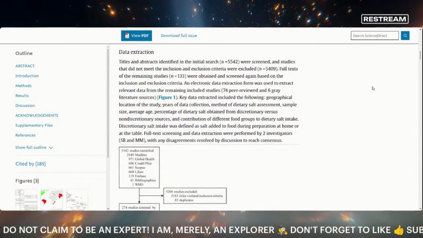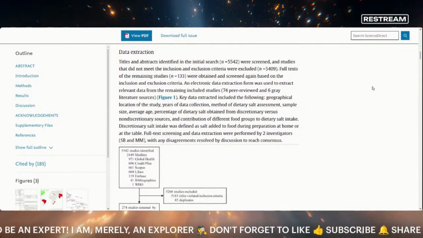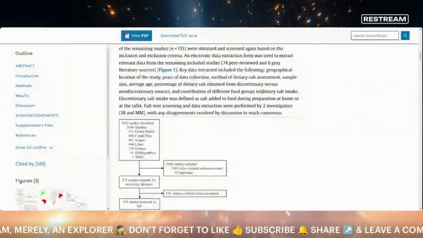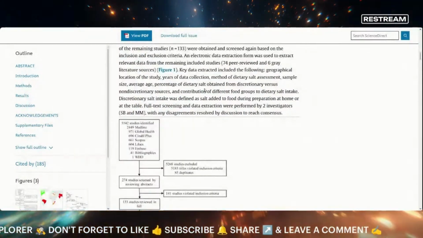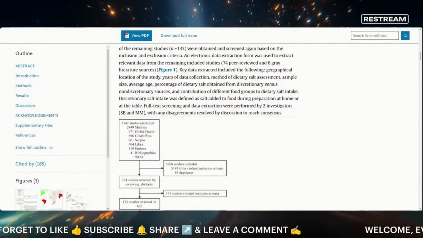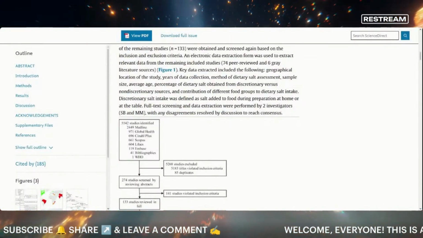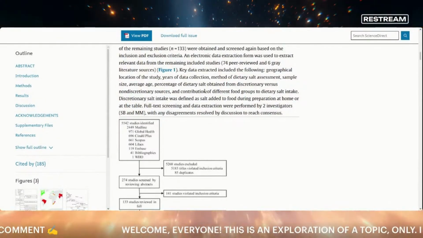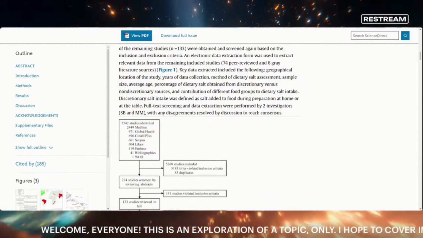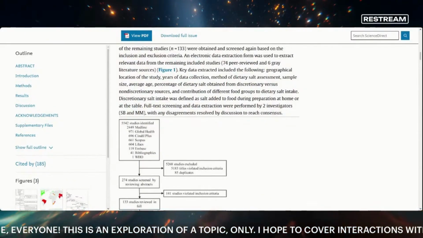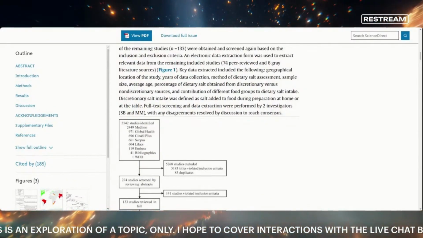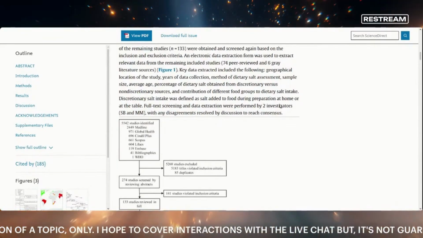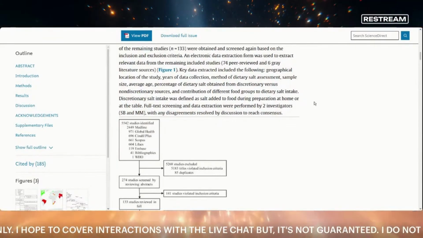Key data extracted included the following: geographical location of the study, years of data collection, method of dietary salt assessment, sample size, average age, percentage of dietary salt obtained from discretionary versus non-discretionary sources, and contribution of different food groups to dietary salt intake.